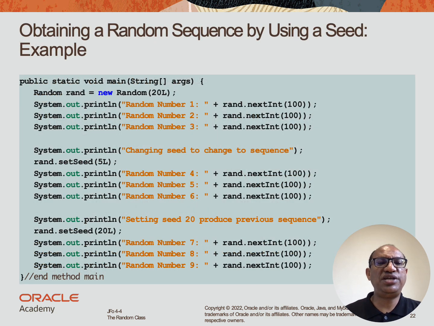You can even change the seed later. rand.setSeed(5L). Change the seed, change the sequence, reset the seed, and you get the original sequence back. This full example shows how using and changing seeds gives you predictable sequences. Great for things like simulations or automated testing.